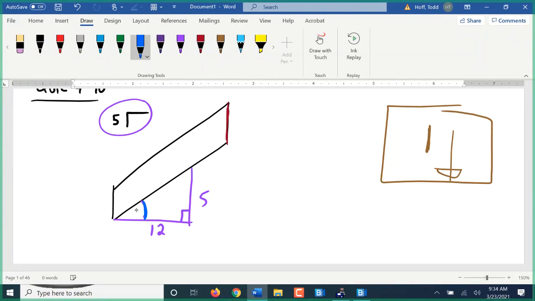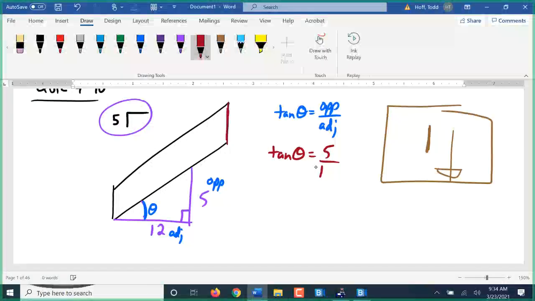So to find this angle here, I'm just going to call it theta for now. The 5 is the opposite side, and the 12 is the adjacent side. The trig function that uses opposite and adjacent is the tangent. Tangent of any angle is the opposite side over the adjacent side. Here I do not know the angle, so I'm going to leave the theta in there, but I know the opposite side is 5 and the adjacent side is 12. So now I am looking for a missing angle.